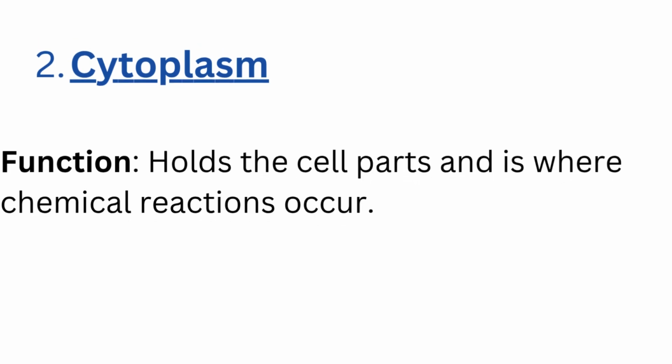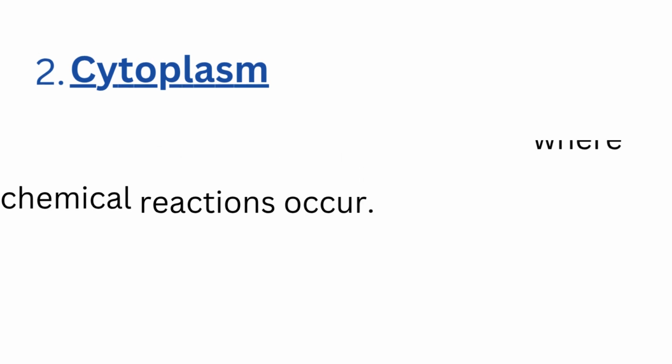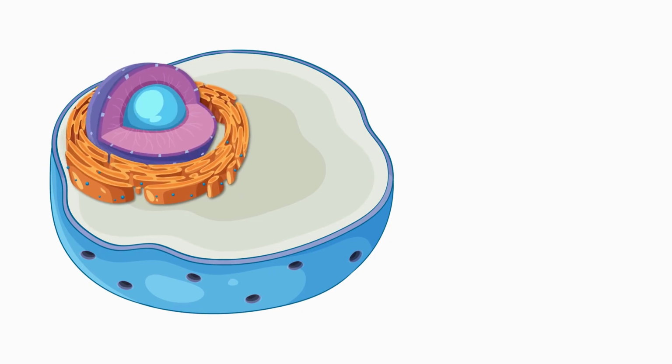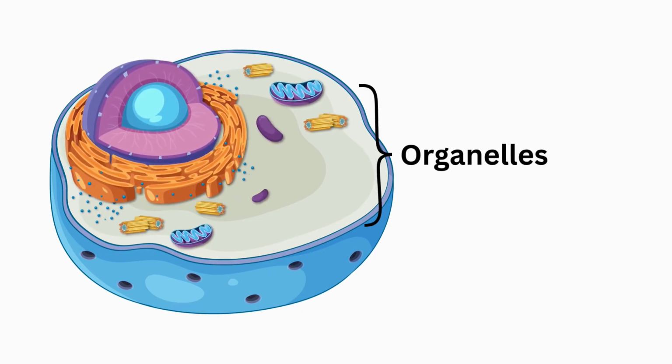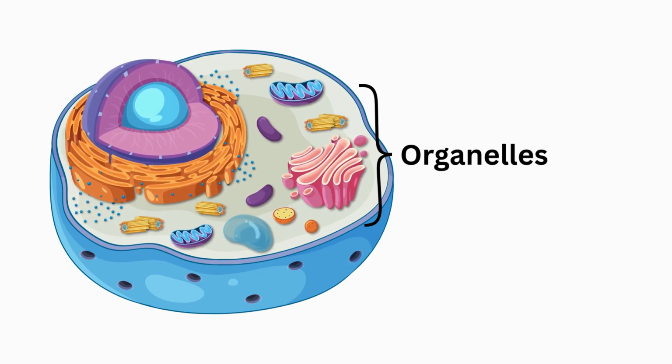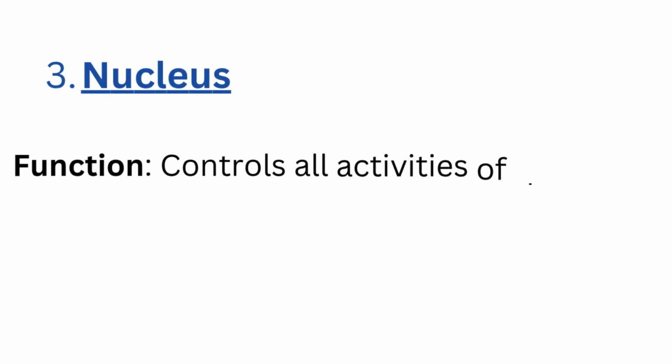Let's take a look at another part of the animal cell, which is the cytoplasm. Now, what if all the parts of the cell were floating around with nothing to hold them in place? The cell would be a mess, right? That is where the cytoplasm comes in. Now, the cytoplasm is the busy workspace of the cell. It's like a jelly-like substance that fills the inside of the cell. It holds and supports the organelles, allowing materials to move around the cell. And this is where many important chemical reactions take place.